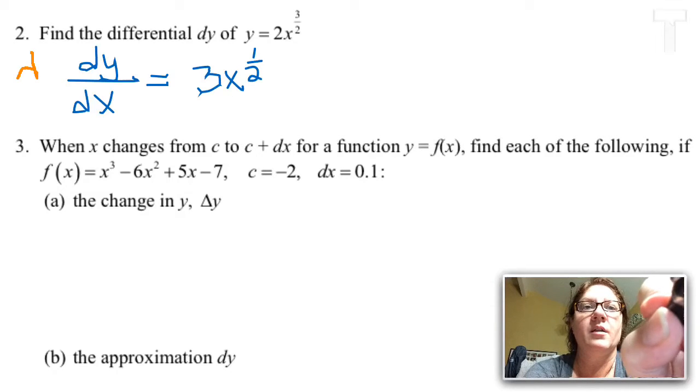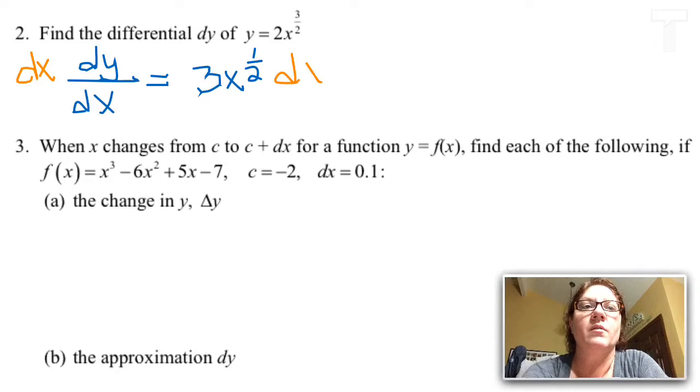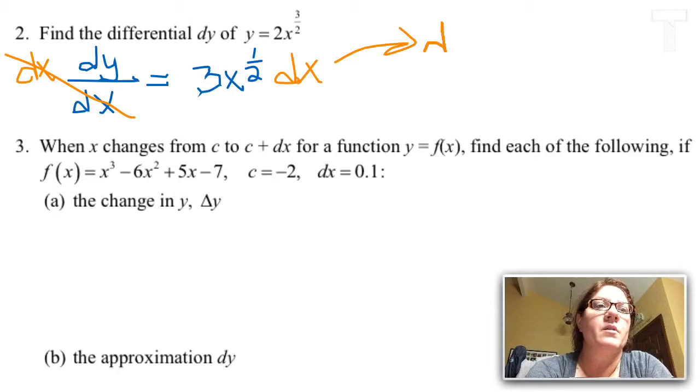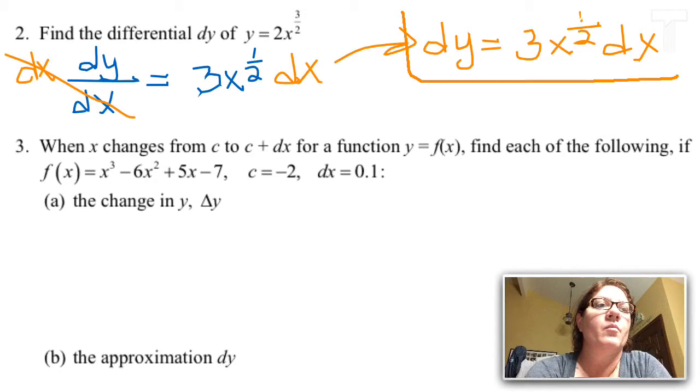I go, hey, I'd like to get dy by itself. So let's just multiply both sides. And so there is basically a shortcut way of finding my differential called dy. Pretty cool, huh? I thought so.